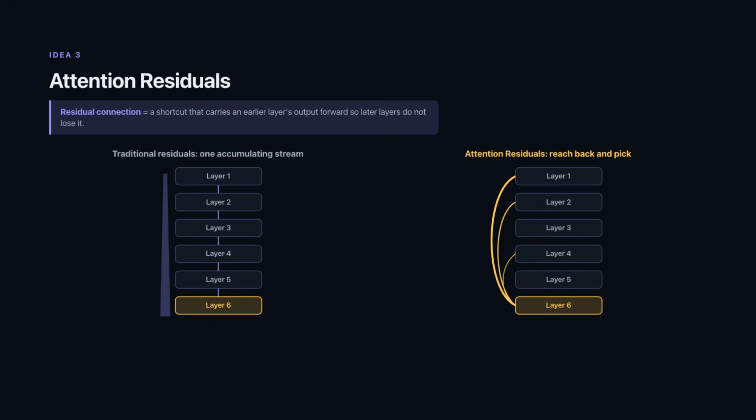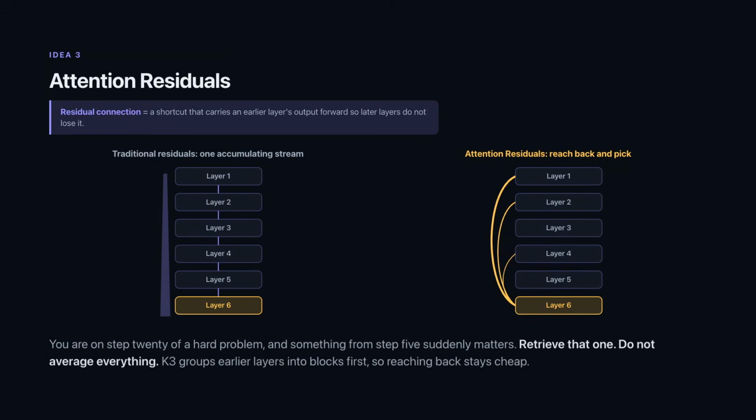K3 introduces something more selective. Attention residuals let a layer reach back across all preceding layers and attend to whichever representations are useful right now. Imagine solving a difficult problem. You're now on step 20 and suddenly something you discovered at step 5 becomes important. Instead of treating every previous step equally, you want to retrieve the earlier one that actually helps. That's the intuition behind attention residuals.